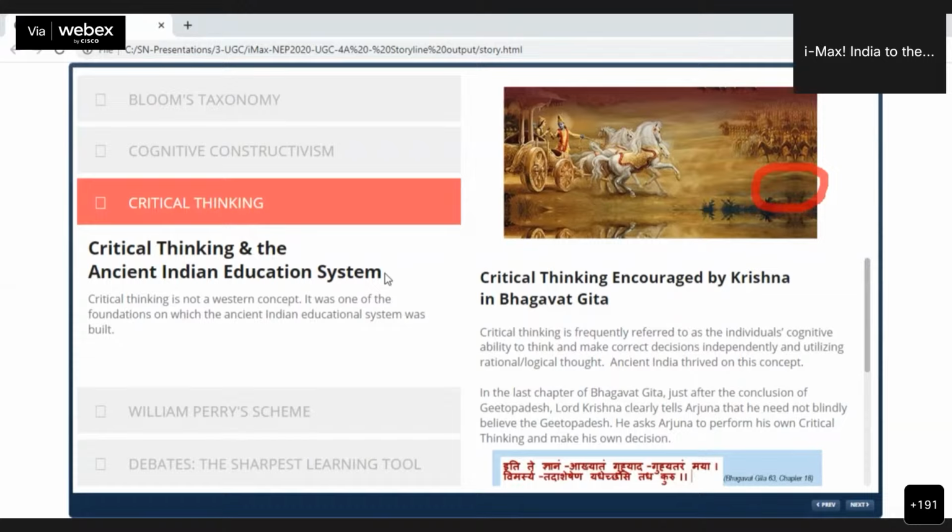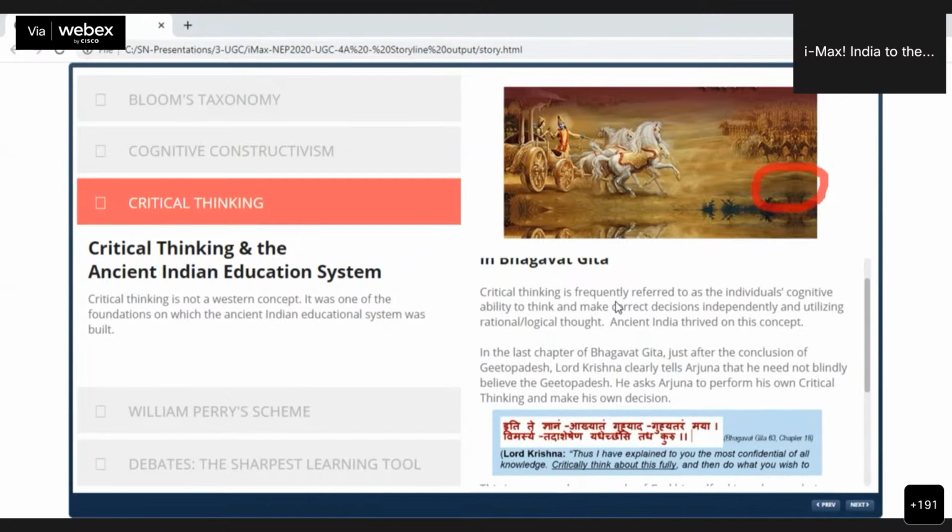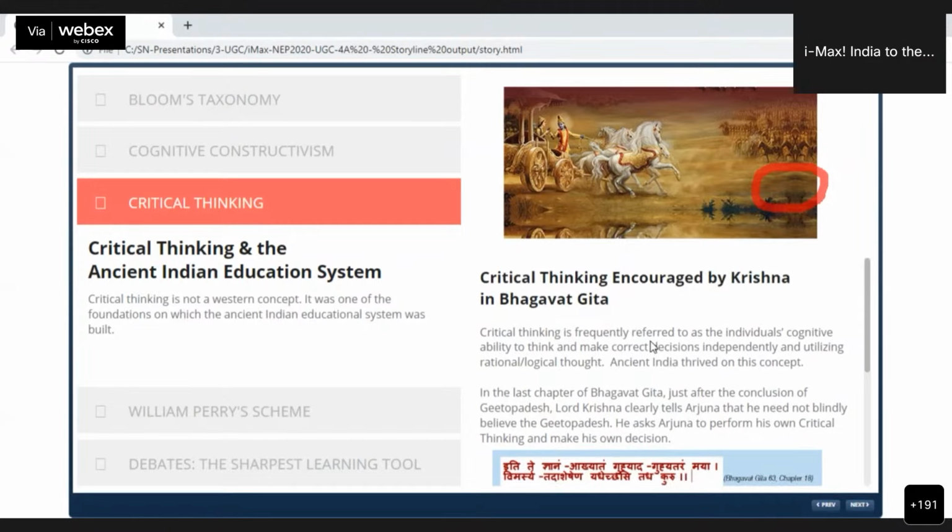For example, I will tell you, because it is a very important thing, critical thinking encouraged by Sri Krishna in the Bhagavad Gita. After all, in the Gitopadesha, Sri Krishna is telling Arjuna that what I have explained to you is the secret of secrets. That is all Karma Yoga, etc., that is coming from the Gitopadesha. Then Sri Krishna is not telling Arjuna that I am the God, you must follow. Sri Krishna is telling Arjuna that now you think it over and you do wisely. Means it is critical thinking. You think it over. That freedom is given by the God to the person.